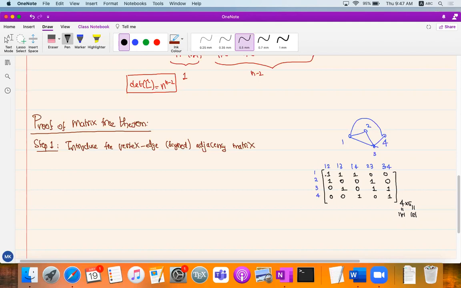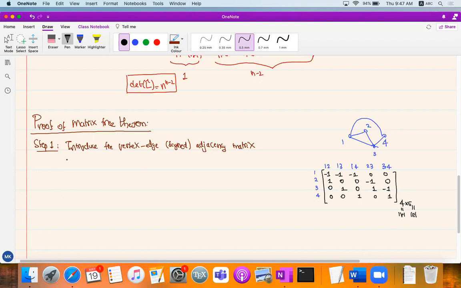So for edge 1, 2, 1 is the smaller one, so I put a minus here. 1, 3, 1 is the smaller one, I put a minus. 1, 4, 1 is the smaller one, I put a minus. 2, 3, 2 is the smaller one, so that will get a minus. 3, 4, 3 is the smaller one, that will get a minus. Okay, so this is the signed vertex edge adjacency matrix.